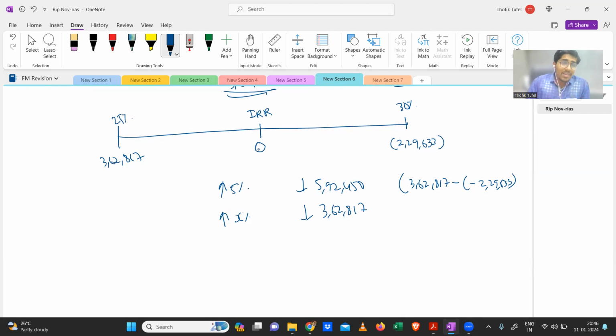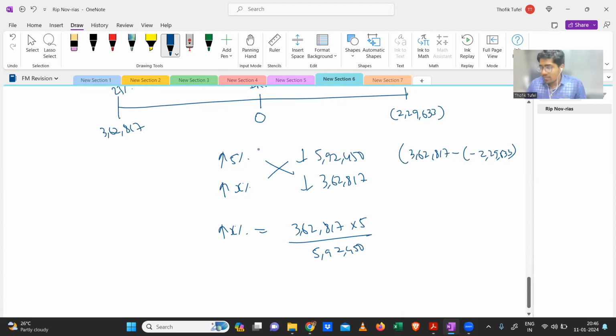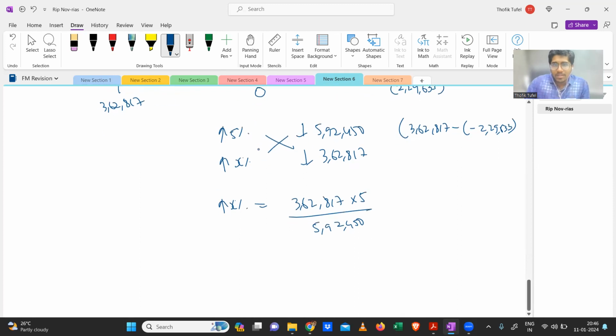Now, if my increase of 5% is decreasing my NPV to 5,92,450, what percentage increase will decrease my NPV to 3,62,817? It's a simple cross multiplication. So this increase in percentage is equal to 3,62,817 into 5 divided by 5,92,450. What is the increase in percentage? My increase in percentage is 3.06.